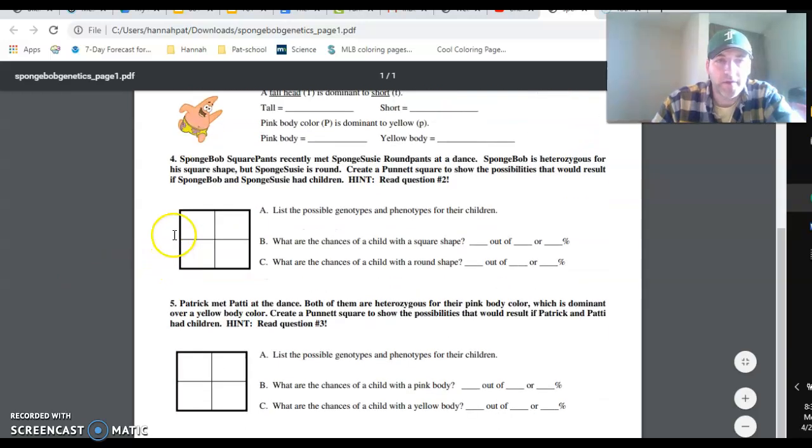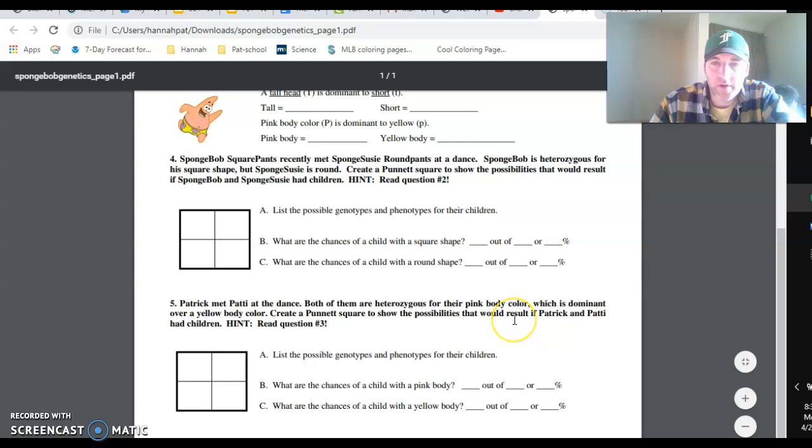Down below, there are 2 more sets of problems, sort of similar to the ones that you did with the bull and cow examples on the worksheet from last Wednesday. Use the information that is given to you to create your Punnett square, fill it out, and then answer the questions and list the genotypes and phenotypes of their children. And then there's a couple of questions with percentages for each of these.